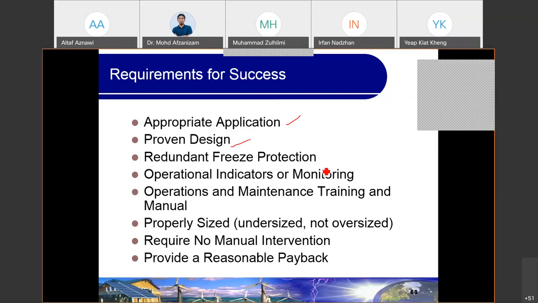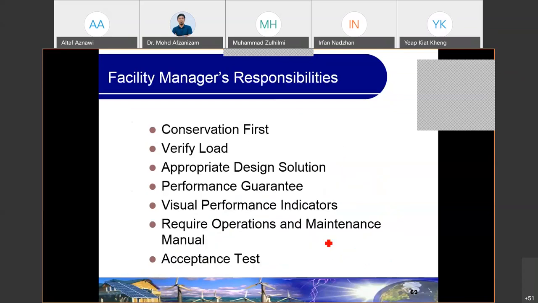Okay. Redundancy, operation indicator, operation maintenance, properly sized. So this is the thing mentioned just now, properly sized, not oversized. Require no manual intervention, probably a reasonable payback. So payback, in our case, we try to set less than 10 years for the short term. Payback, okay, require no manual intervention. Conservation, facility manager responsible. So this one, conservation first, appropriate design, performance guarantee, visual performance. Okay, so this one is very straightforward. You may read this one first.